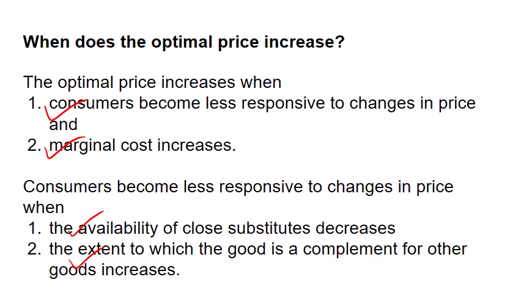The lack of availability of close substitutes makes not buying the product more difficult for consumers who want what it provides. Being complementary to more goods and services makes not buying the firm's product more difficult for people who want to consume the other goods and services.